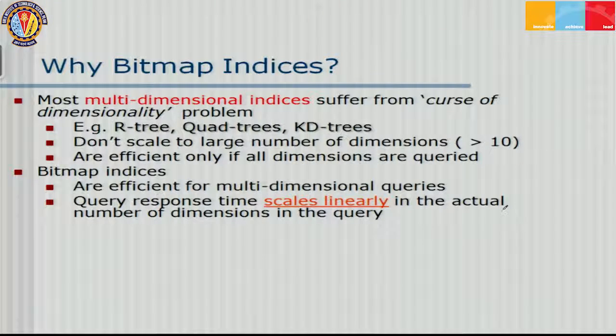So that's why we say bitmap indexes are efficient for multidimensional queries, and response time scales linearly in the actual number of dimensions in the query. So if there are more dimensions in a query, then it will scale only linearly.